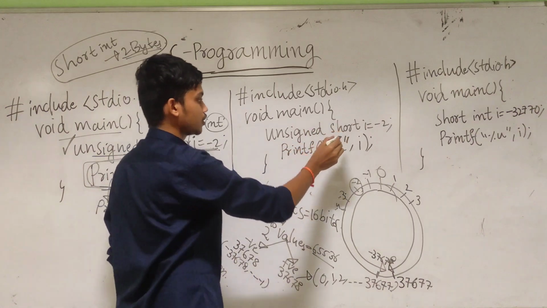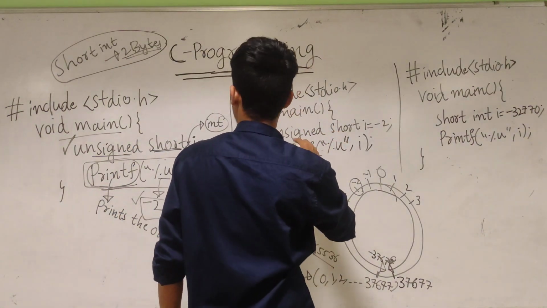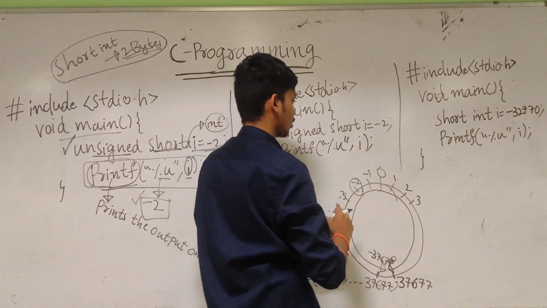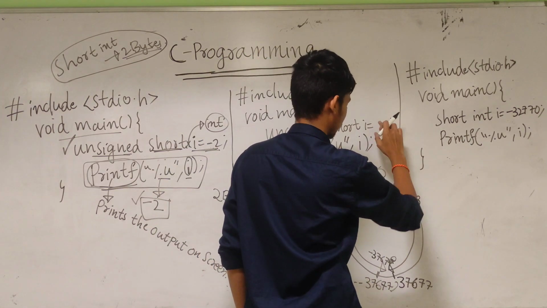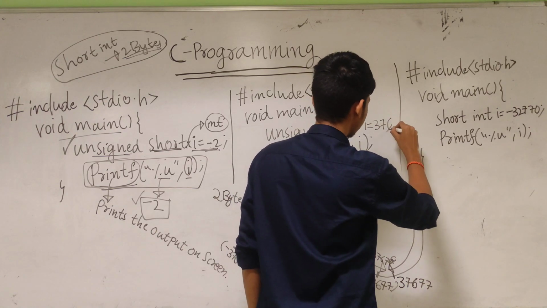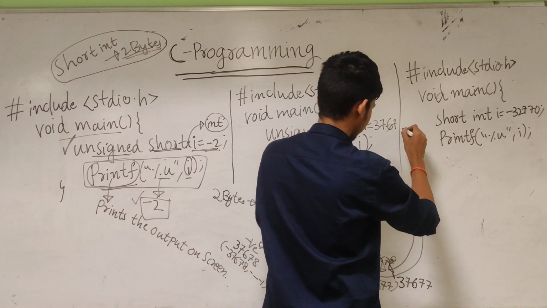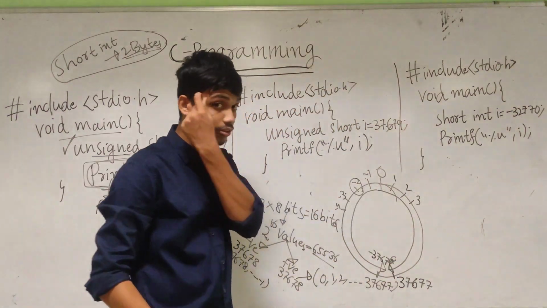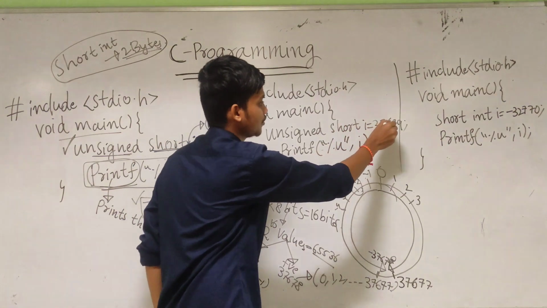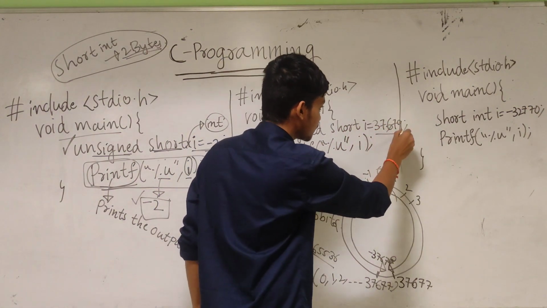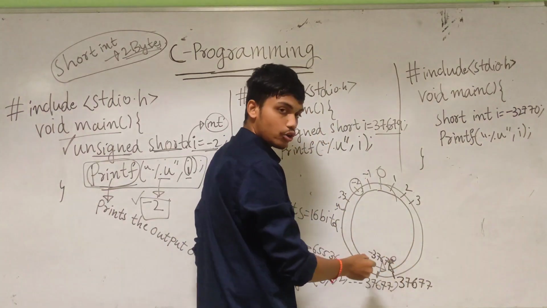Now observe this question. Unsigned short i is equal to minus 2. Oh, I have written minus 2 here. I am writing 37679 here. You see what will be printed by this one? If you observe, 37679 is not in the range of short.